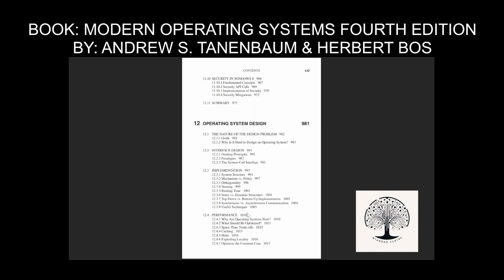We look at useful techniques. Then we look at performance. Why are operating systems slow? We look at what should be optimized. We look at space-time trade-offs. We look at caching. We look at hints. We look at exploiting locality. We look at optimizing the common case.